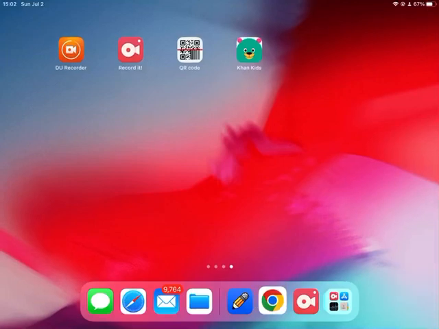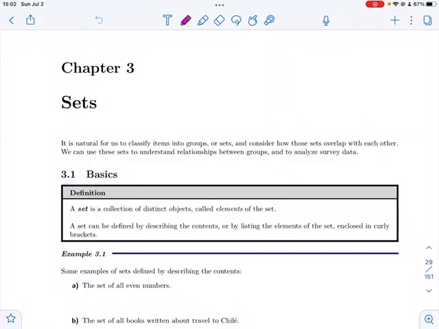Hello. Chapter 3 is about sets, operations, and some properties, some notation. So we learn all these things about sets and more. So let's start with sets. What do we mean by sets?